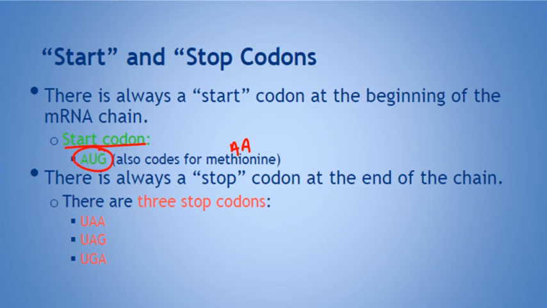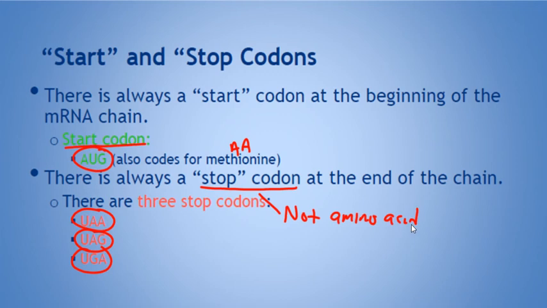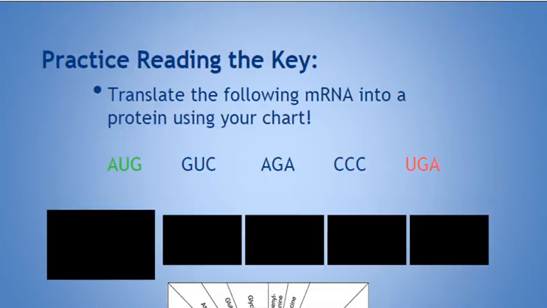And then at the end of the sequence, you will have a stop codon. And we have 3 possibilities for a stop codon: UAA, UAG, and UGA. So you need a start, and then you'll have some codons, and then you'll have some amino acids, and then you'll have a stop. Now, the stop codon is not an amino acid. It simply is basically a symbol that the sequence is over.